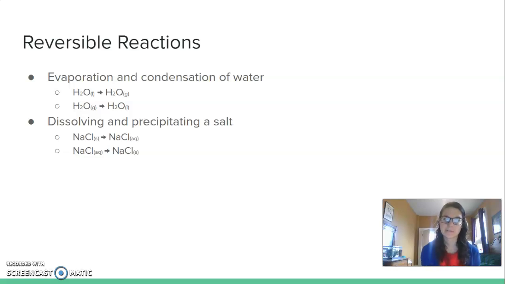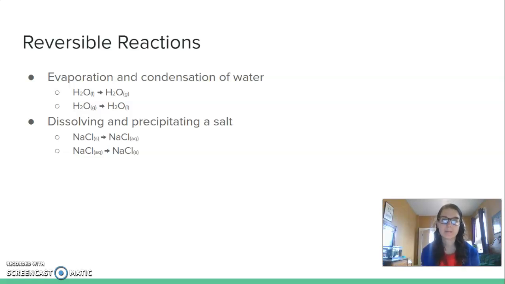Another reaction is dissolving and precipitating a salt, which, remember, is both a chemical process and a physical process because we break ionic bonds and we change intermolecular forces. So that points to a chemical and physical process. We can dissolve a salt in water, go from solid salt to aqueous salt. But we can also go from aqueous salt to solid salt by evaporating water. By applying heat, we can basically get rid of all the water in the aqueous solution, and we are left with a sodium chloride solid.